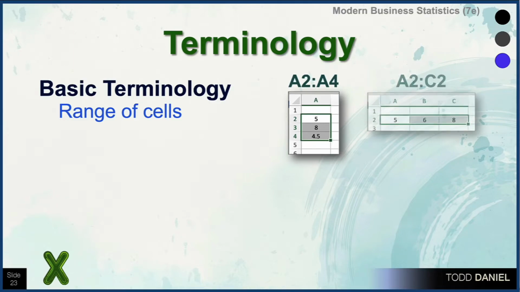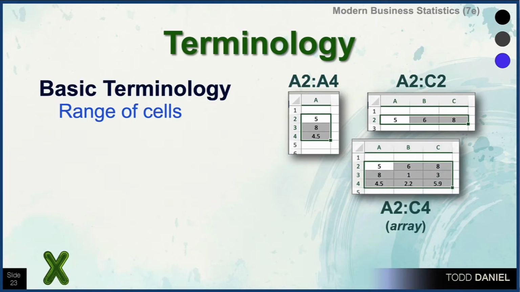When working across rows, the starting cell A2 and the ending cell C2, also separated by a colon. Or we may want to refer to a block of cells called an array, in which case we start with the upper left cell, A2, and the end is the lower right cell, C4, indicating an array of cells.